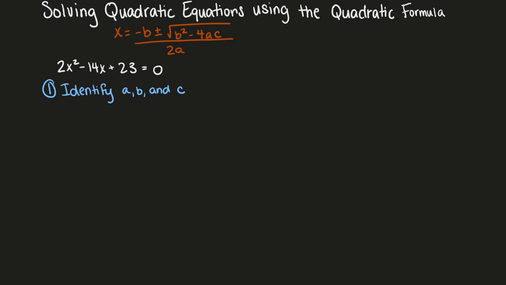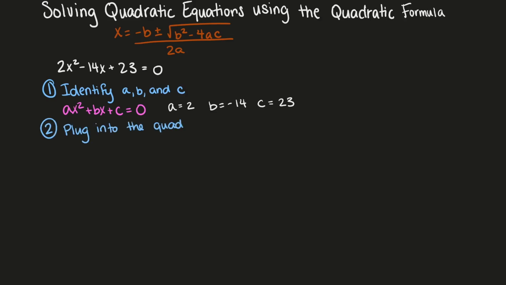So remember, our standard form of our equations is ax squared plus bx plus c. In this case, our a is equal to 2, our b is equal to negative 14, and our c is equal to 23. So step 2 is just to plug it in and solve.